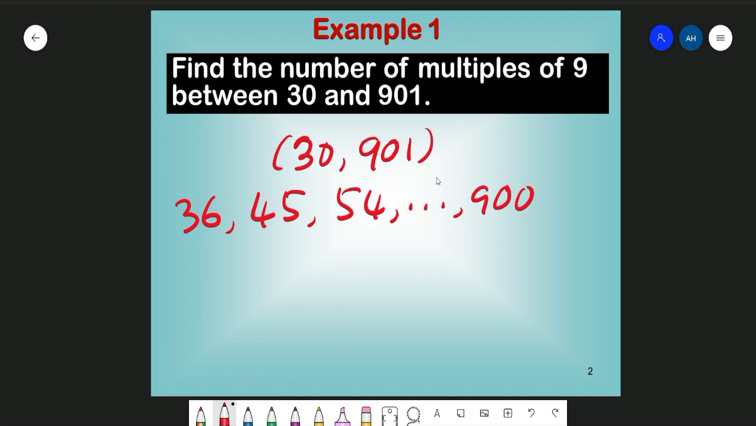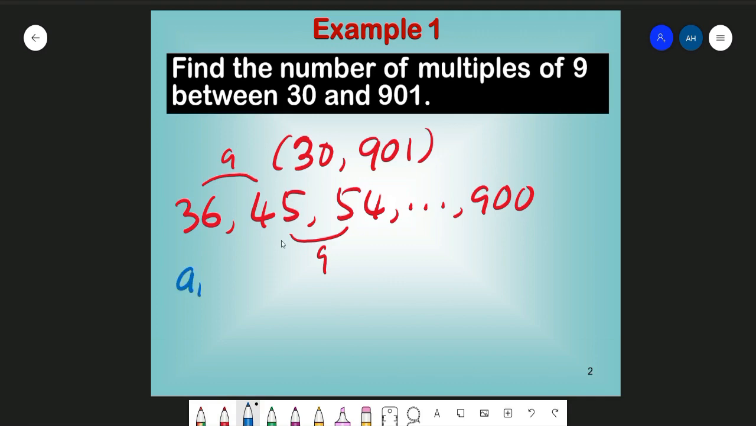And it turns out that this sequence is an arithmetic sequence, because we have a common difference here. That is, the difference between any two consecutive terms is 9. The same thing between 54 and 45, the difference is 9, because they are all multiples of 9. Therefore, maybe we can list down all the information that we have.